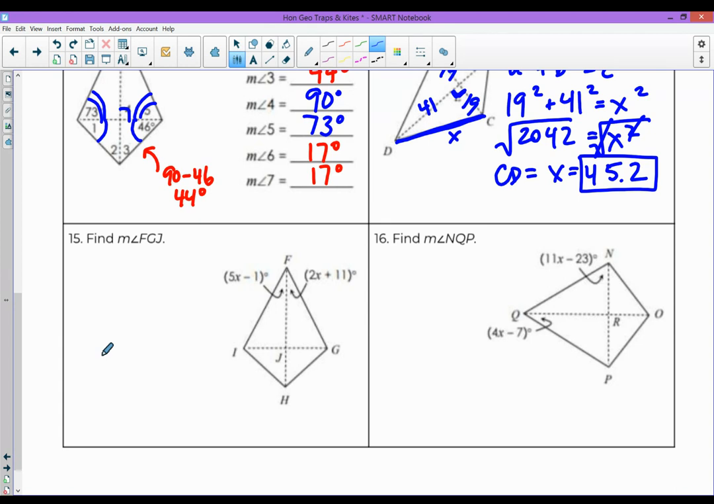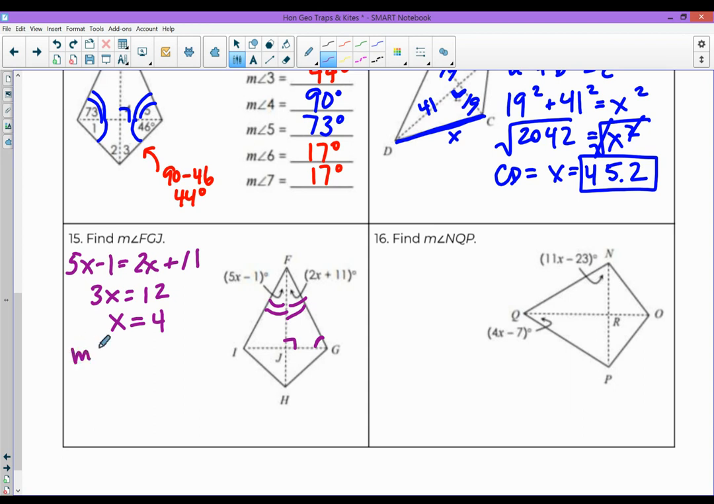All right, let's find these angle measures. We want to find the measure of angle FGJ. So let's see where that is. FGJ. So that's this angle. So I imagine in order to do that, we know that this is a right angle, and we'll have to do 90 minus whatever that is. And these have to be congruent to each other. So let's set them equal, shall we? 5x minus 1 equals 2x plus 11. X is to the left, constants to the right, x equals 4.